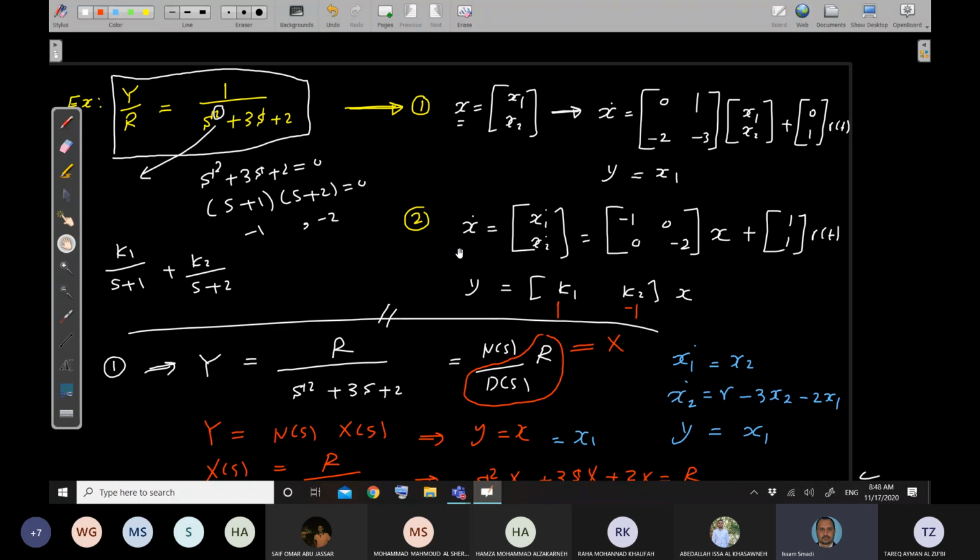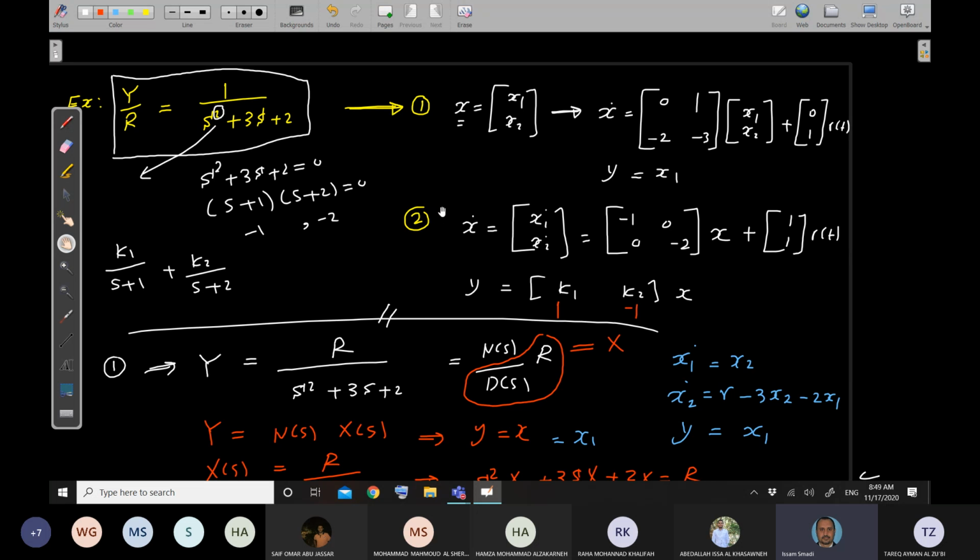What about the second one? It has more fruitful information, which is what? The roots of the characteristic equation, minus 2, minus 1, and minus 2. If we solve the characteristic equation, we end up with what? The roots are minus 1 and minus 2. That's why I'm interested in the first method and the second method.